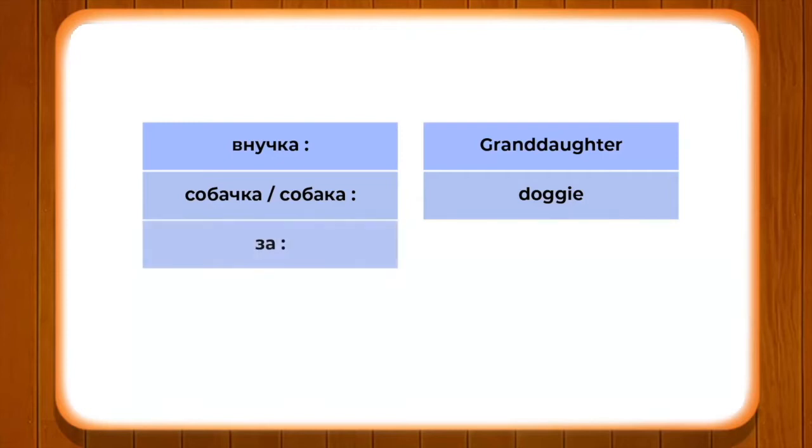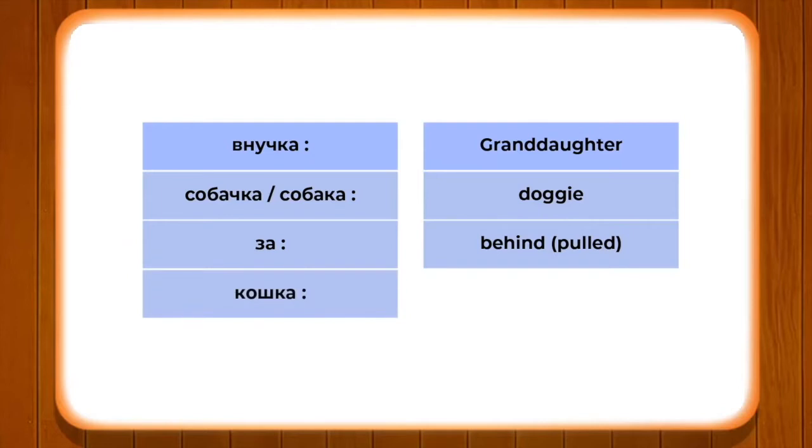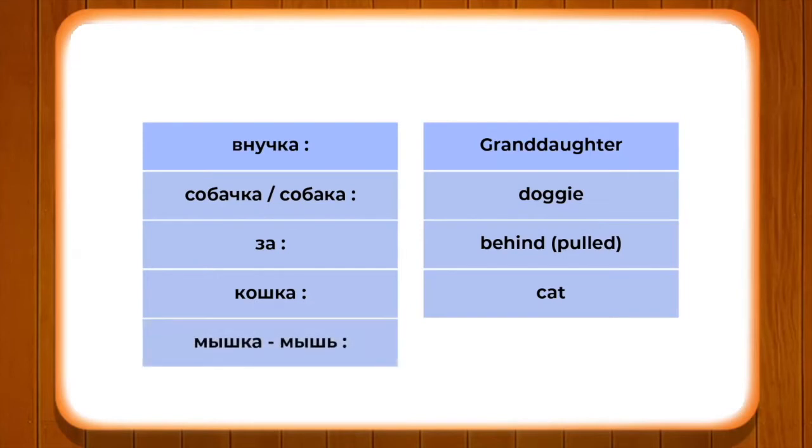Next word we have za. Za means behind. In this story, this may have the meaning of pulled or pulling from behind. Next word we have koshka. That means cat. Next word we have myshka or mysh. That means little mouse. Dear friends, let's read these words once again for the pronunciation so that you can also get how these words are pronounced correctly. Please repeat after me.